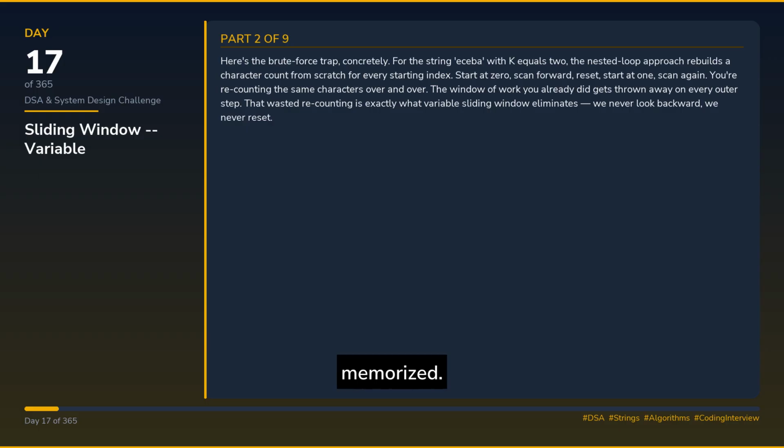Here's the brute force trap, concretely. For the string isiba, with k equals 2, the nested loop approach rebuilds a character count from scratch for every starting index. Start at 0, scan forward, reset, start at 1, scan again. You're recounting the same characters over and over. The window of work you already did gets thrown away on every outer step. That wasted recounting is exactly what variable sliding window eliminates. We never look backward. We never reset.